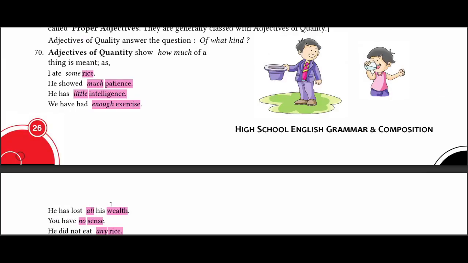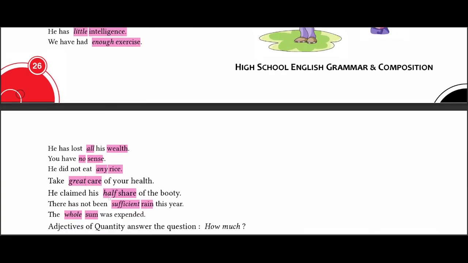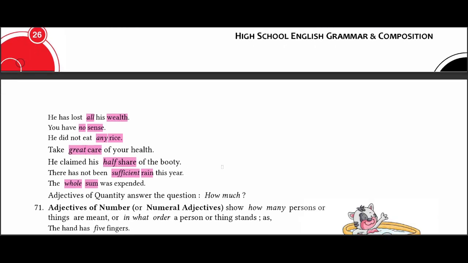When an adjective tells the quantity of the noun, it is an adjective of quantity. So some rice, some is an adjective of quantity. Much patience, much is an adjective of quantity. Little intelligence, little is an adjective of quantity. And similarly, enough, all, no, any, great, half, sufficient, and whole. All these adjectives are telling the quantity of the noun. So they're called adjectives of quantity. They answer the question how much of something.